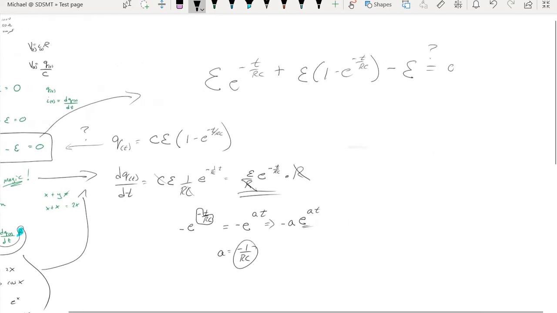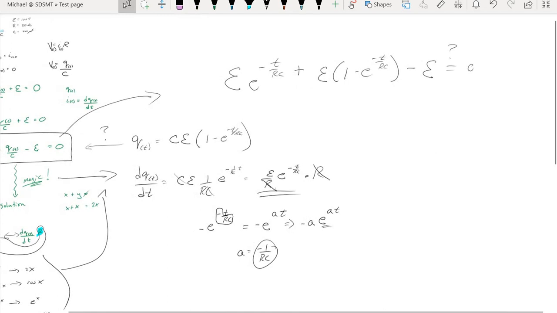So, moment of truth. Does everything equal 0? Right here we have e to the negative t over RC, plus here's negative e to the negative t over RC. So those are going to cancel each other out. And then we have just E minus E. So yes, that equals 0, which means that that is in fact the solution for Q.